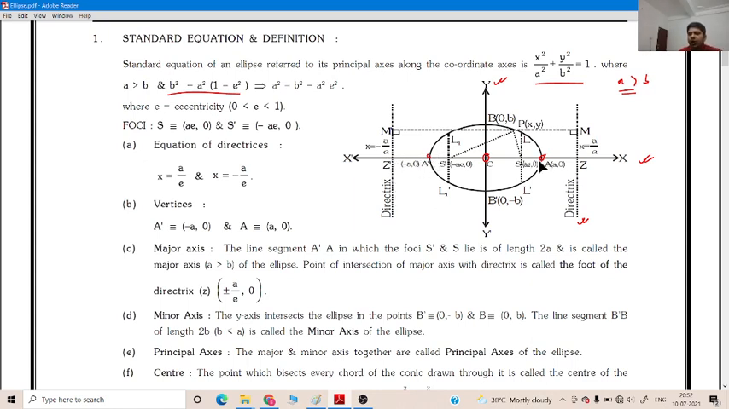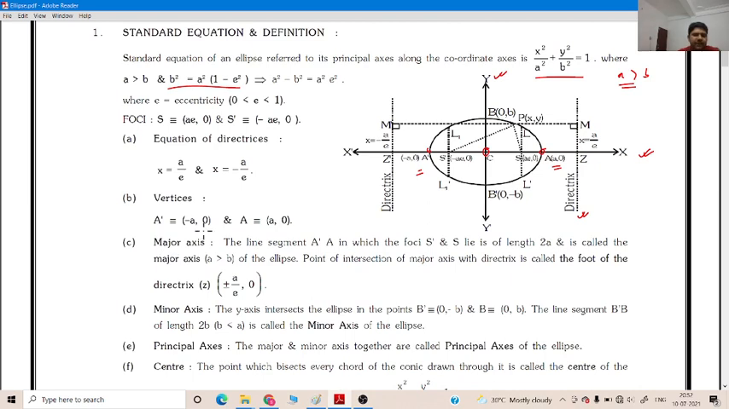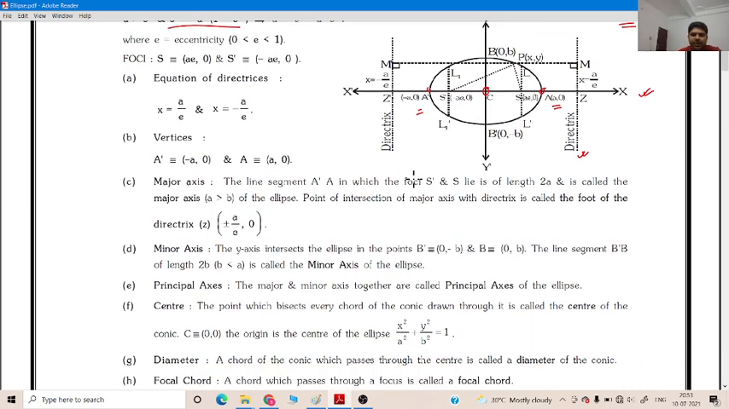The coordinates of the vertices are A, 0 and minus A, 0. The center of this ellipse is 0, 0. This line is known as the minor axis of the ellipse, and its length is twice b. I have already discussed these things. The major axis is equal to twice a.